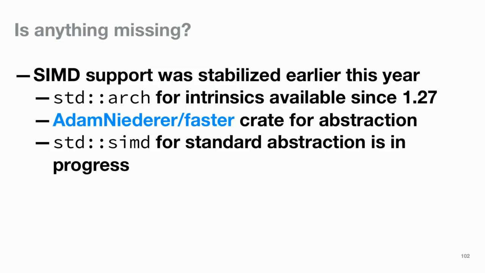Is anything missing? Right, so this is the wrap-up now, and we've got 5 minutes left, so I'm going to rattle through this, and then maybe there's time for a couple of questions. So SIMD support is in. It's stable. The intrinsics are available. There is a crate now, which is building a nice abstraction over the low-level operations. There's also an effort to create a standard abstraction for the low-level intrinsics.